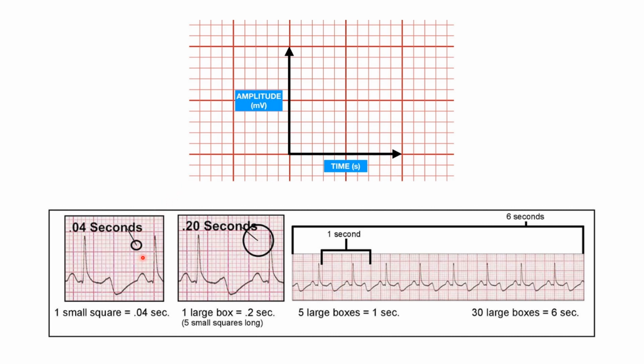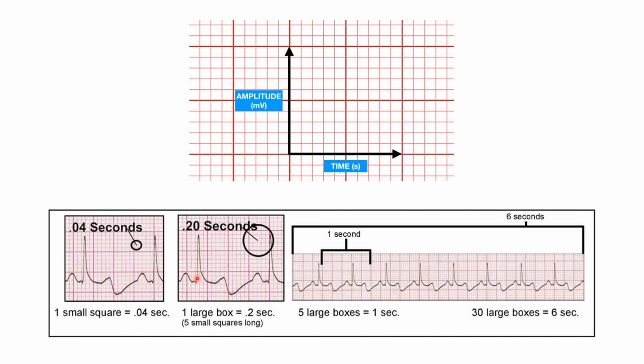If you're looking at one of these little itty bitty boxes right here, it's 0.04 seconds. Remember, this is a heartbeat cycle, the cardiac cycle that we're measuring. These are fractions of a second. So one little small square represents 0.04 seconds. One large bolded box represents 0.20 seconds.